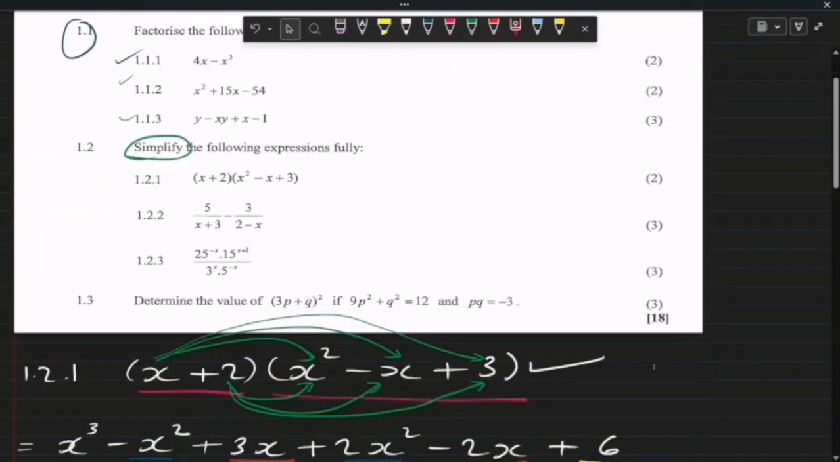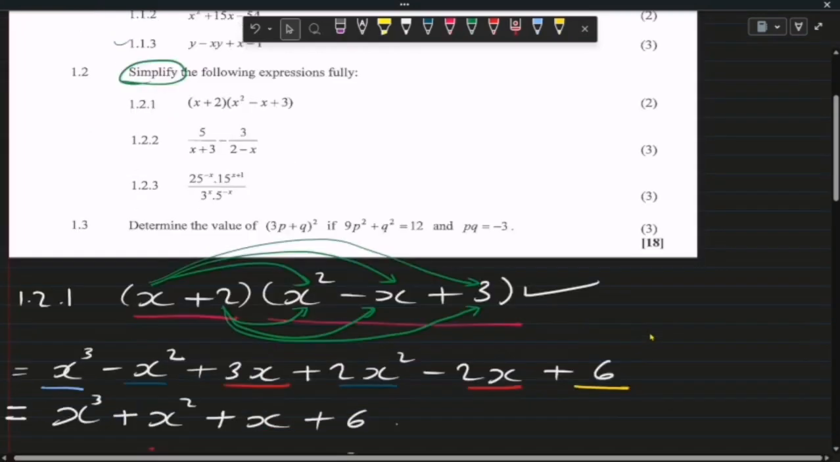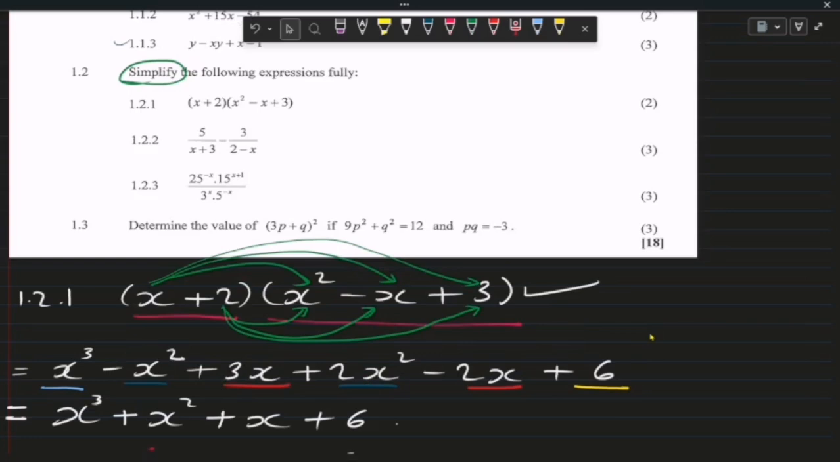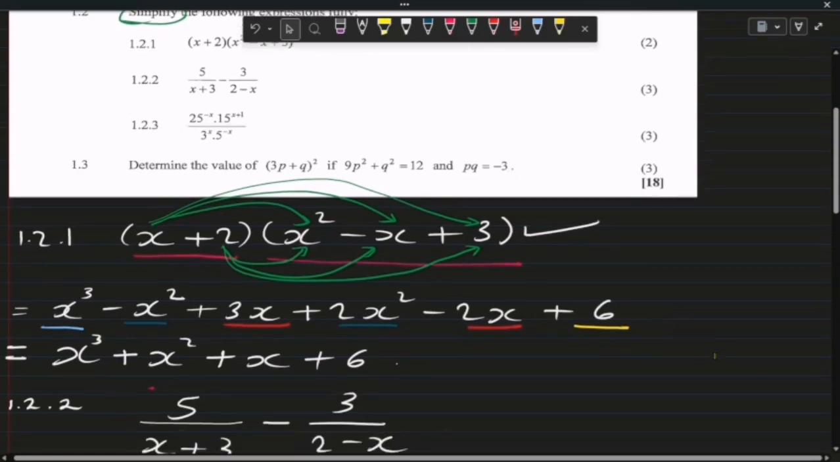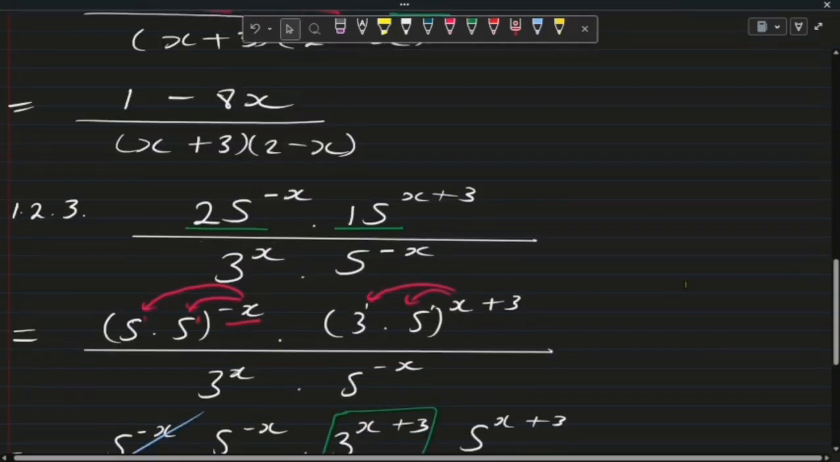So now the question that we are working with is 1.3. In 1.3, they say we must determine the value of (3p plus q) all squared if 9p squared plus q squared is 12 and p times q is minus 3. Okay, let's get it done.